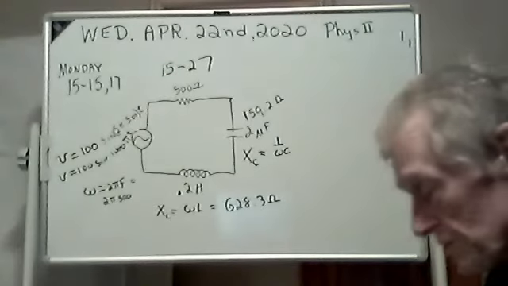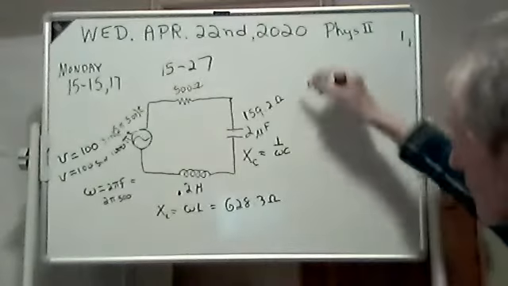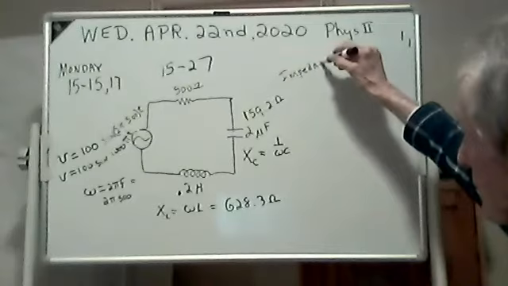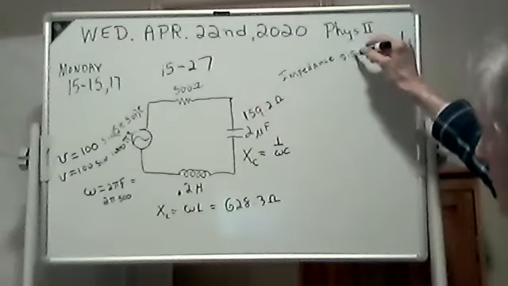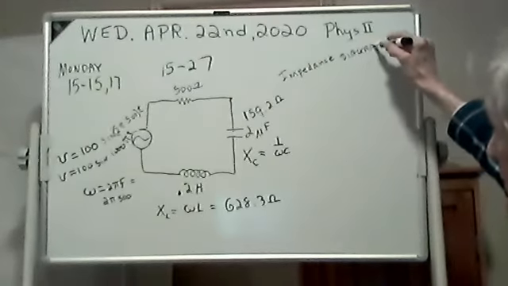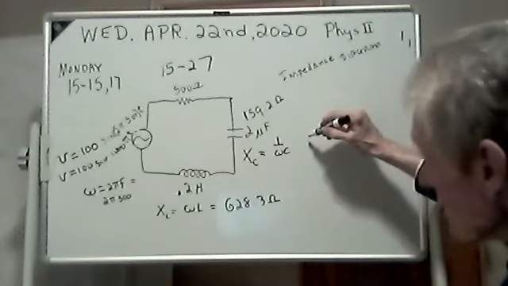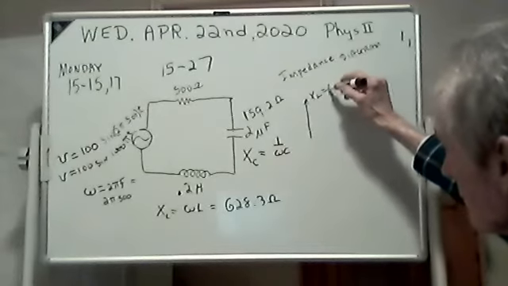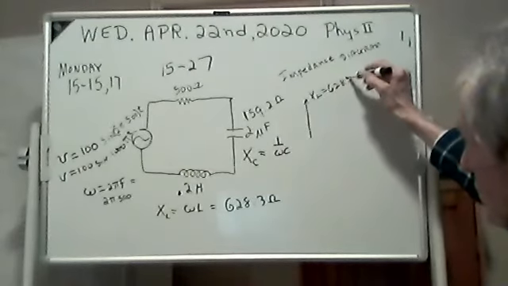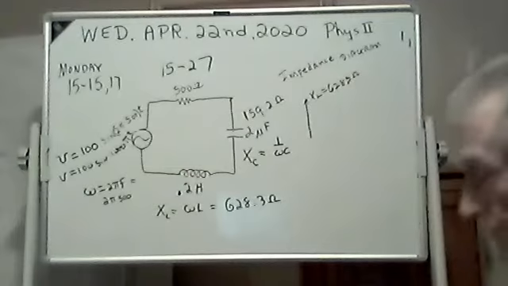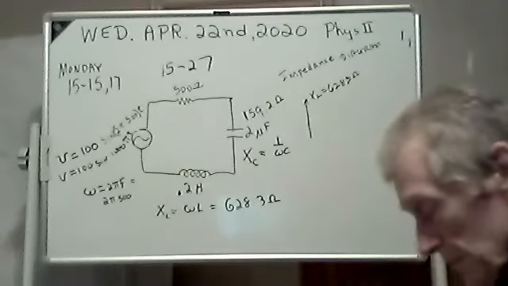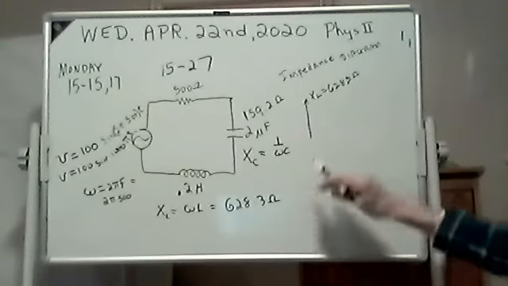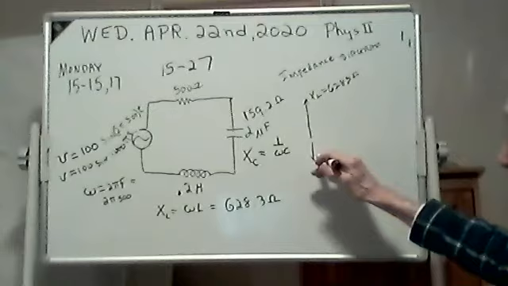To solve this circuit, you have to make an impedance diagram. We're going to make an impedance diagram, and it's going to look like this. We're going to have 628.3 ohms for the inductive reactance.